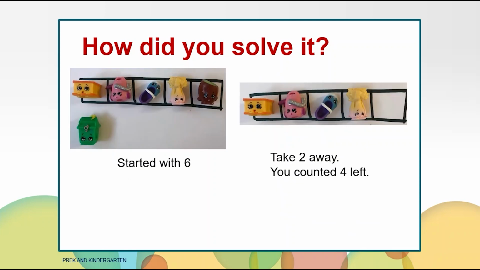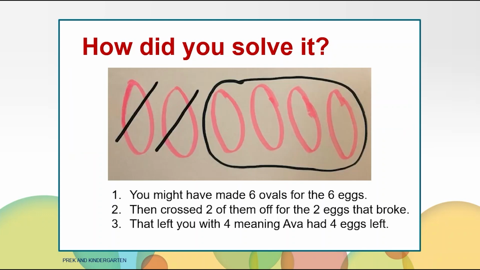Maybe you made a 5 frame and put 5 counters in the 5 frame and 1 below to show 6 eggs. Then took 2 counters away for the 2 eggs that broke. Then you counted the 4 counters left for the 4 eggs Ava has now. Here is another way you may have solved the problem. You might have made 6 ovals for the 6 eggs. Then crossed 2 of them off for the 2 eggs that broke. That left you with the 4 ovals, which means Ava has 4 eggs now.